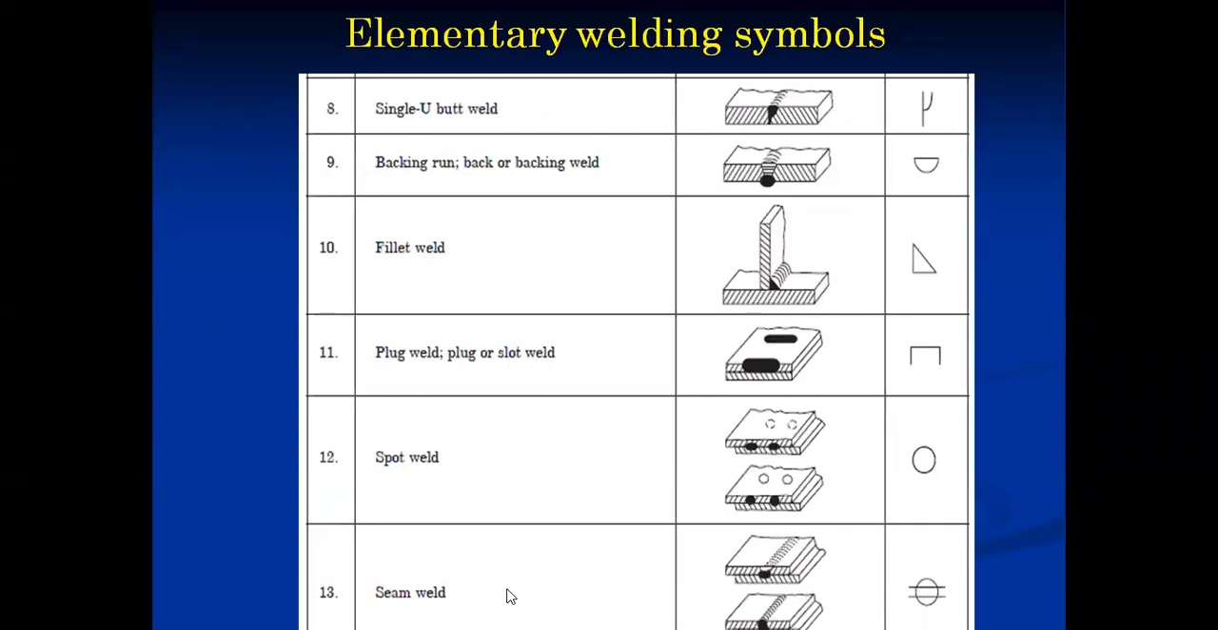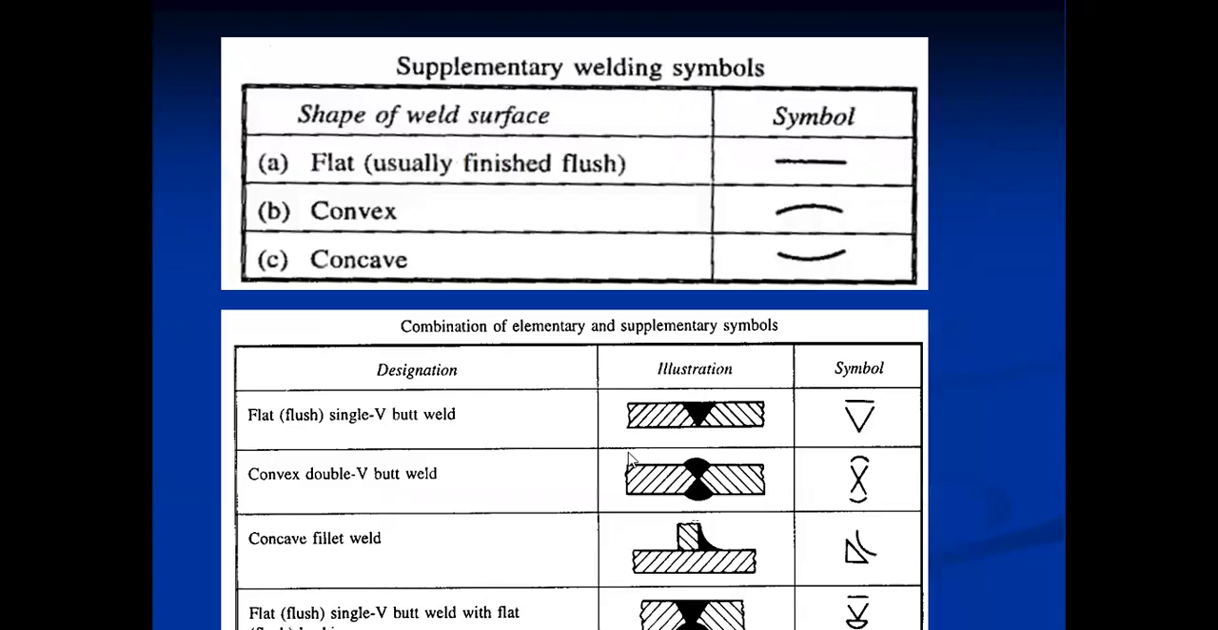Spot weld, seam weld, fillet weld. These symbols are most important. Okay, this is all related to welding.